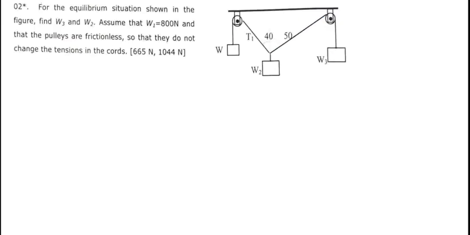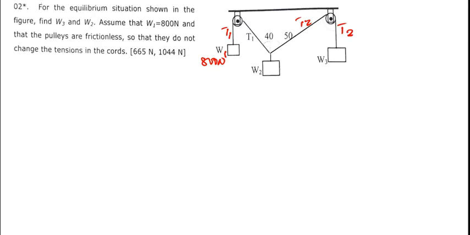So let us also see how we can crack this question, which is also under static equilibrium. The question is saying, for the equilibrium situation shown in the figure below, find W2 and W3. Assume that W1 is 800 newtons and that the pulleys are frictionless so that they do not change the tension in the cord. Okay, so one thing we should understand is that this is W1. We have been told that W1 is 800 newtons. So this is also T1. That's what we should know. So this was T2 and this is again T2.